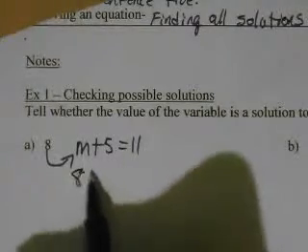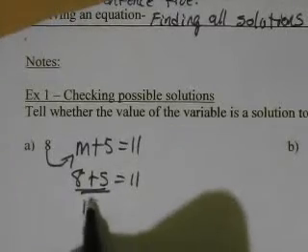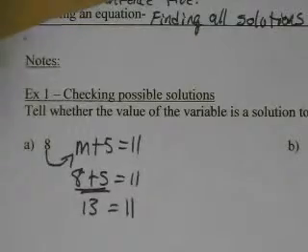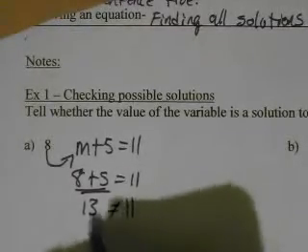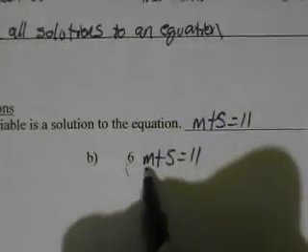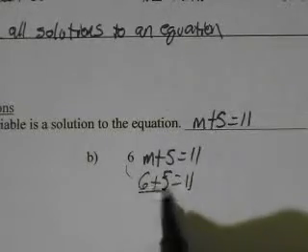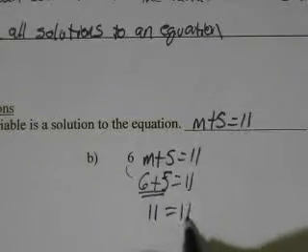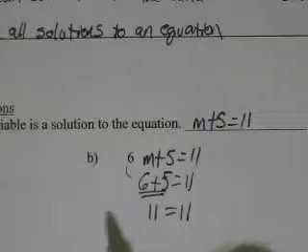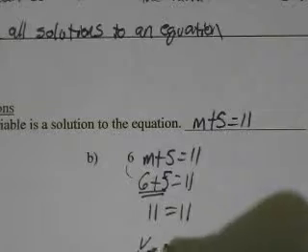Well, let's see. 8 plus 5 equals 11? Do the math. 8 plus 5 is 13. Does 13 equal 11? No. So that is not a solution. So 8 does not work. Well, let's try 6. m plus 5 equals 11. If I plug in 6 for m, do I get my answer? 6 plus 5 is 11, equals 11. So did 6 work when I plugged it in? Yes. So 6 is considered a solution. So that works.